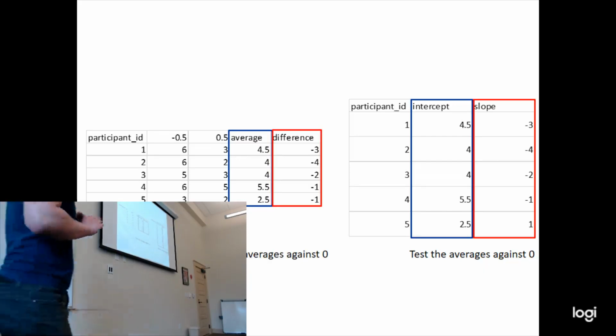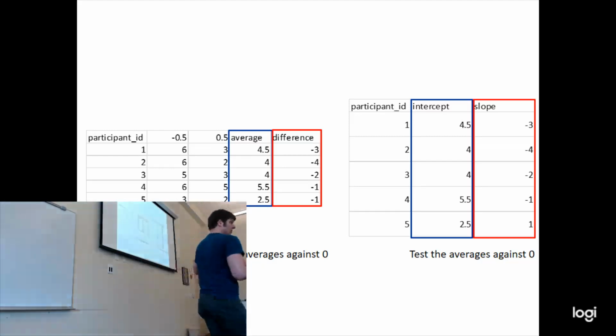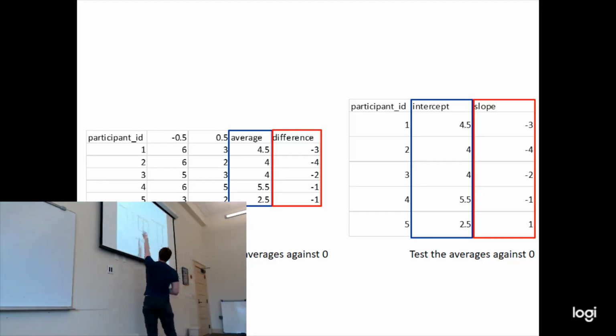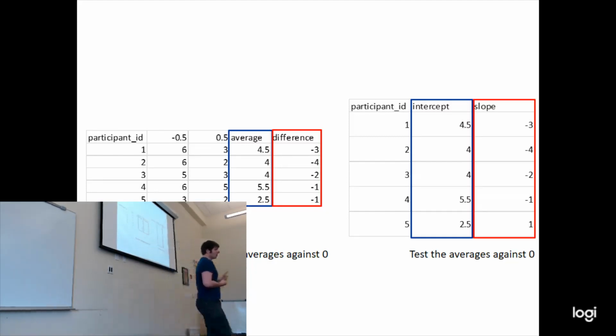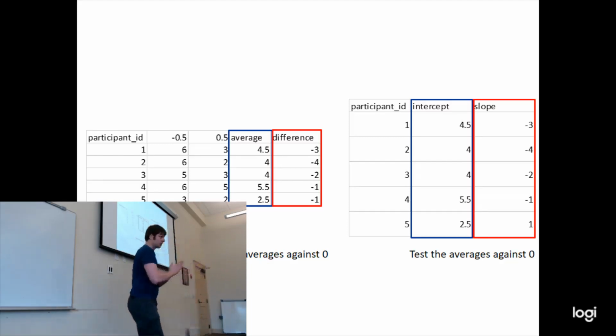We can then take this wide data set, this restructured data set, and test each of these columns, each of these created variables against 0. So literally what we're doing is we're taking an average of two variables and a difference between two variables, and then just fitting a one parameter model on each of those created variables. An intercept only one. Everybody follow this?